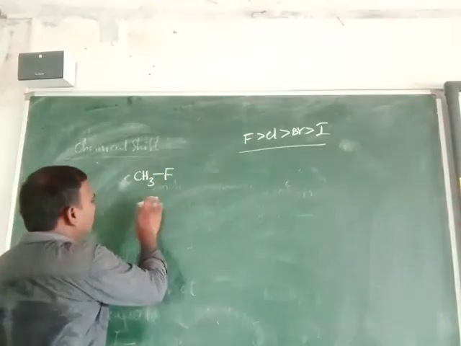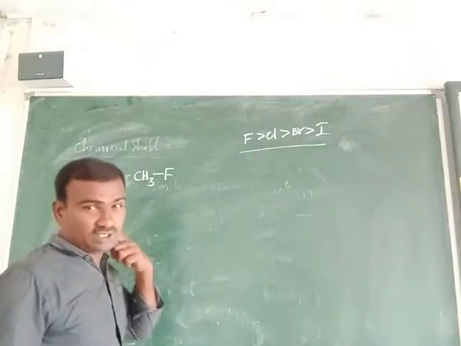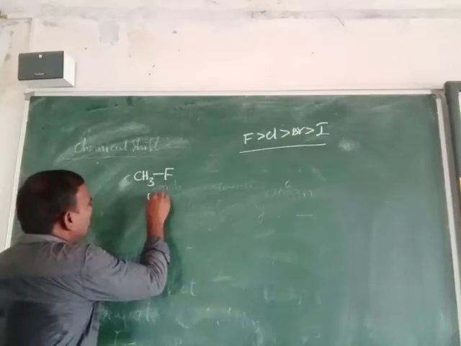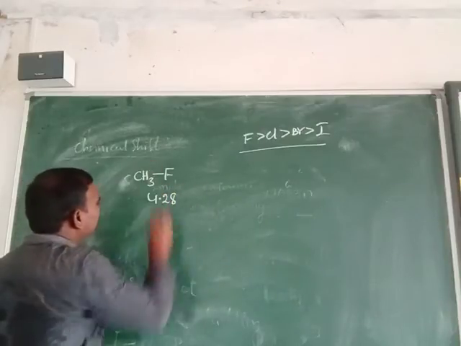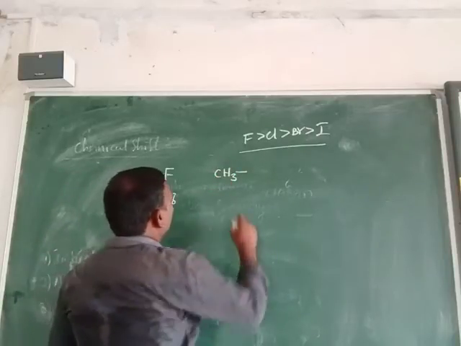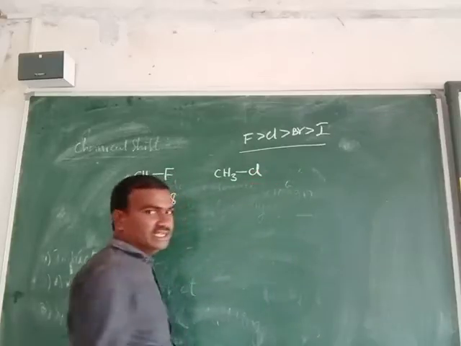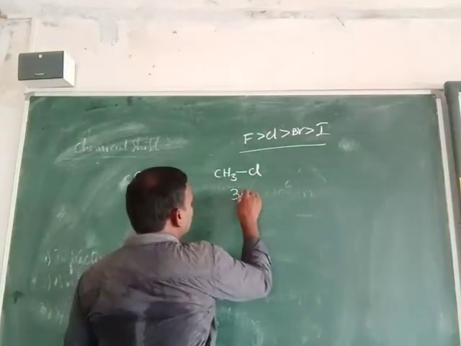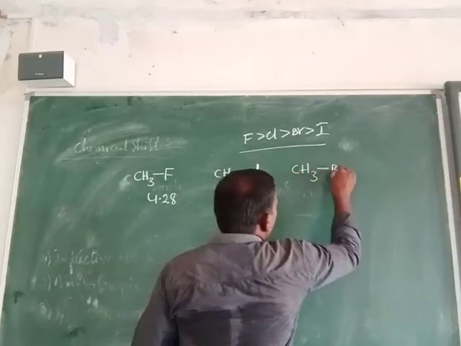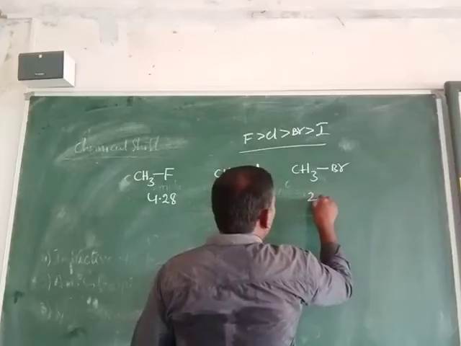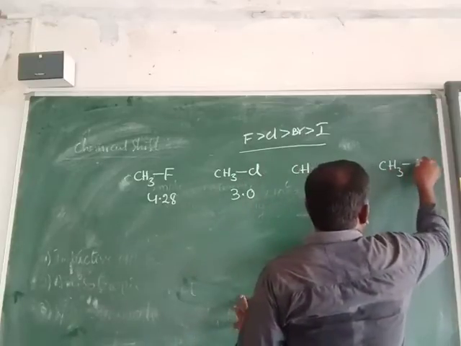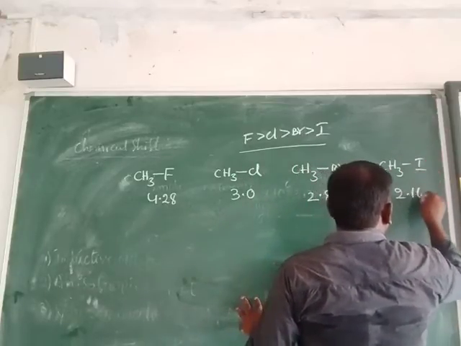This chemical shift value, or deshielding value, chemical shift is also nothing but deshielding. So here the chemical shift value is 4.28. Methyl chloride, CH3Cl, this value is 3.0. So methyl bromide, this value is 2.84. So methyl iodide, this value is 2.16, like this.